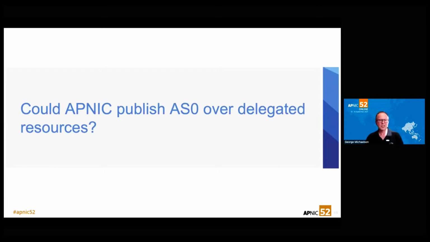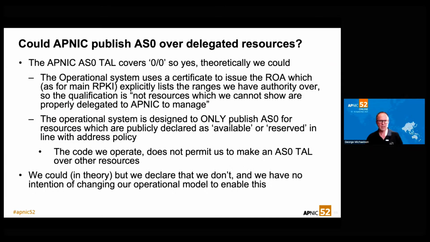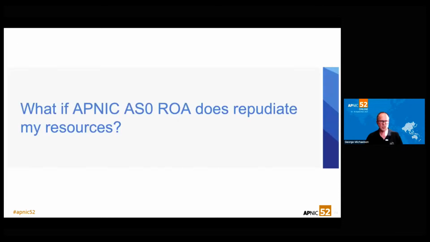Fantastic. Thank you. So one of the big questions is, what if it all went wrong? I'm here to reassure you that we won't be causing states that could break BGP. Our main RPKI trust anchor is a 0/0 TAL, and APNIC AS0 is a 0/0 TAL as well. So in theory, it could repudiate anything, but our operational model, our code, is constrained not to do this. There is no plan or intention to modify that operational basis.